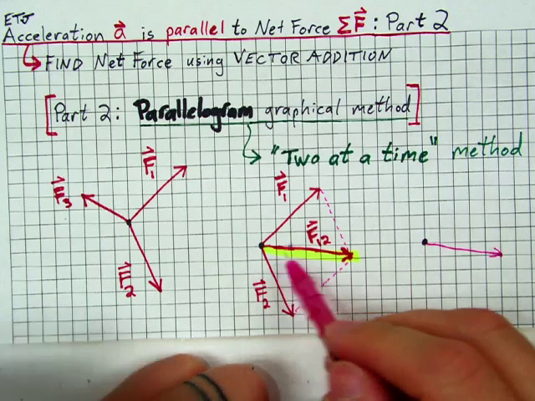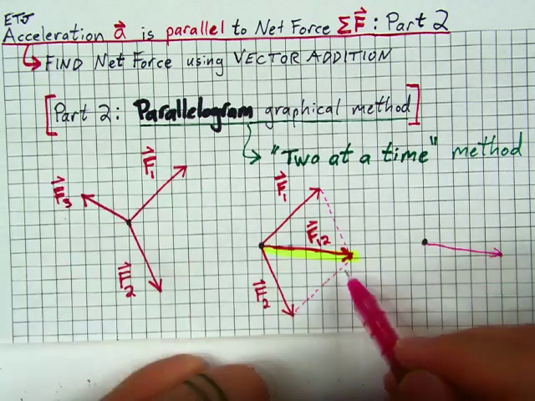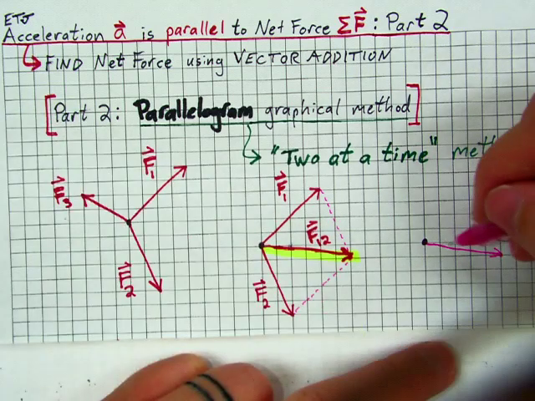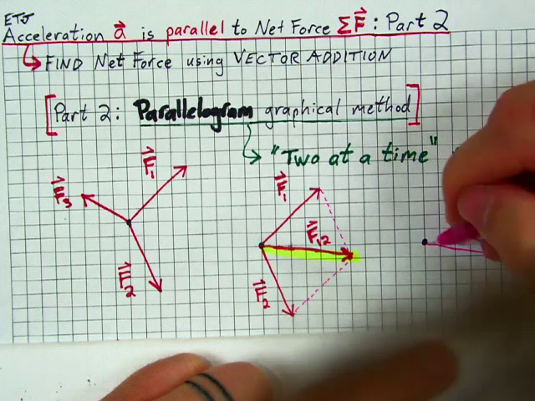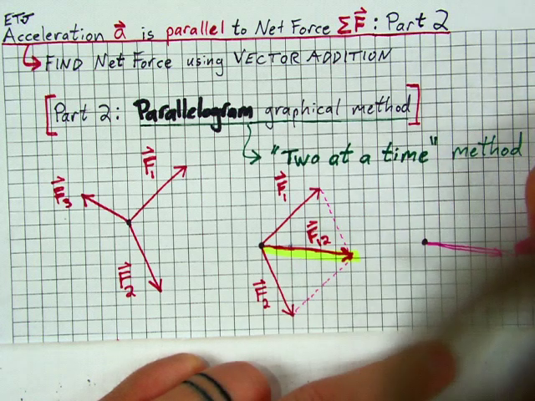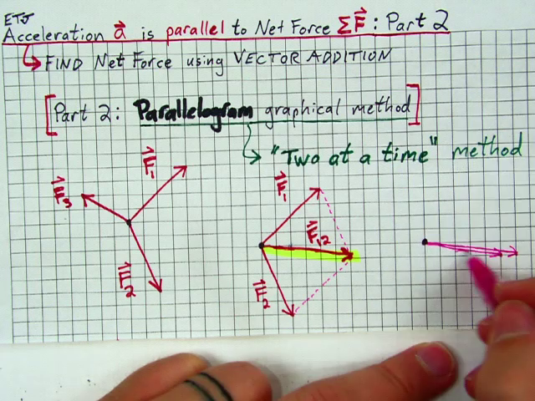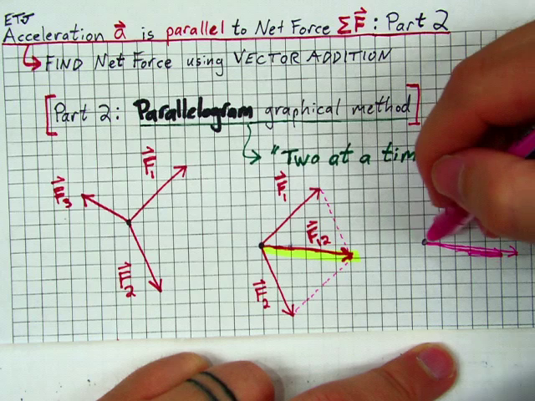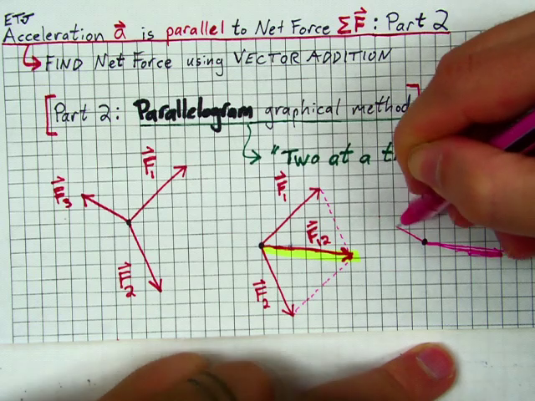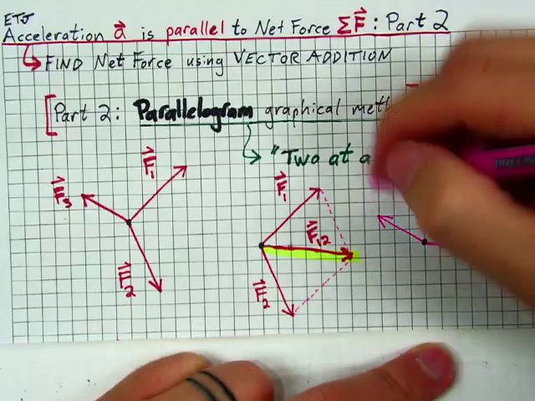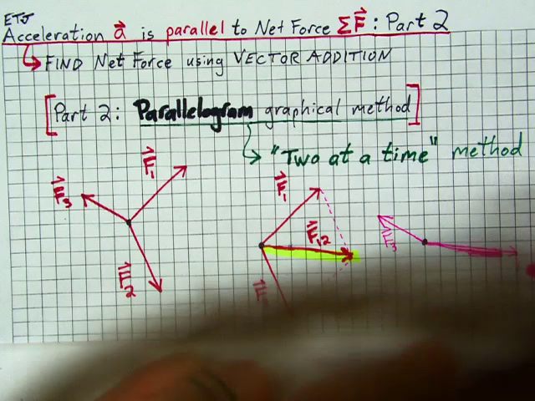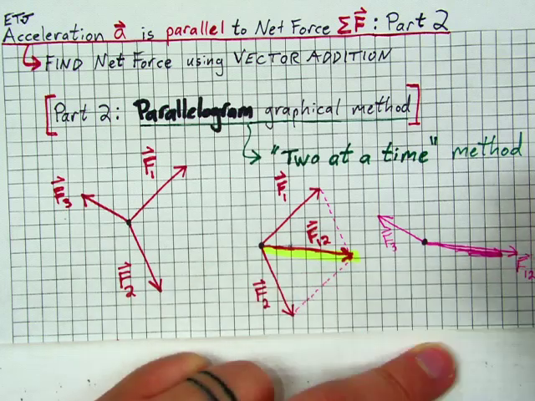I see that it goes over 6 and down 1. 3, 4, 5, 6. Yep, over 6 and down 1. Oh, I messed it up. Over 6 and down 1. That's okay. And then I'm going to add in F3 over here, which goes over 3 and up 2. Over 3 and up 2. So there is F3, and here is F12, the sum of F1 and F2.